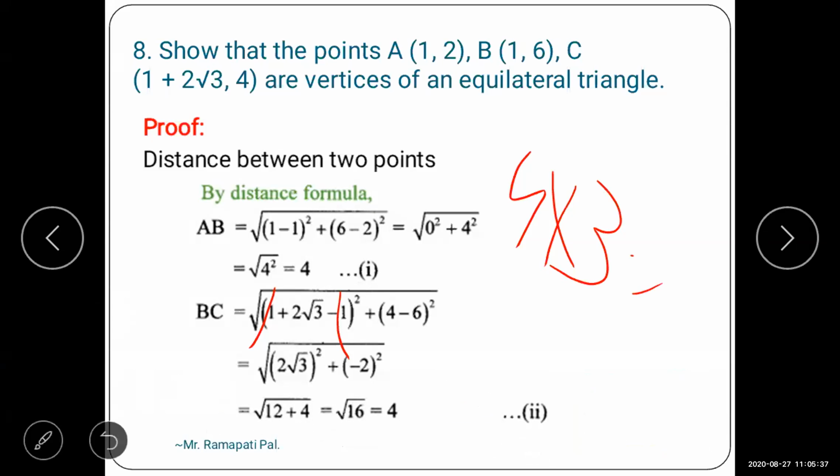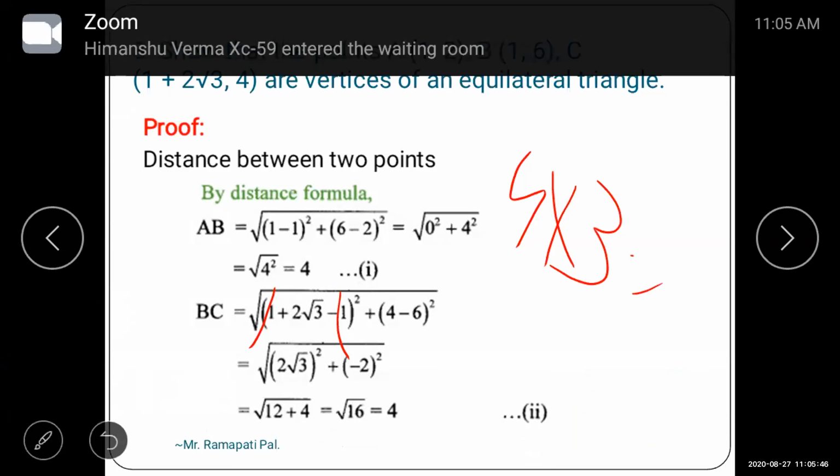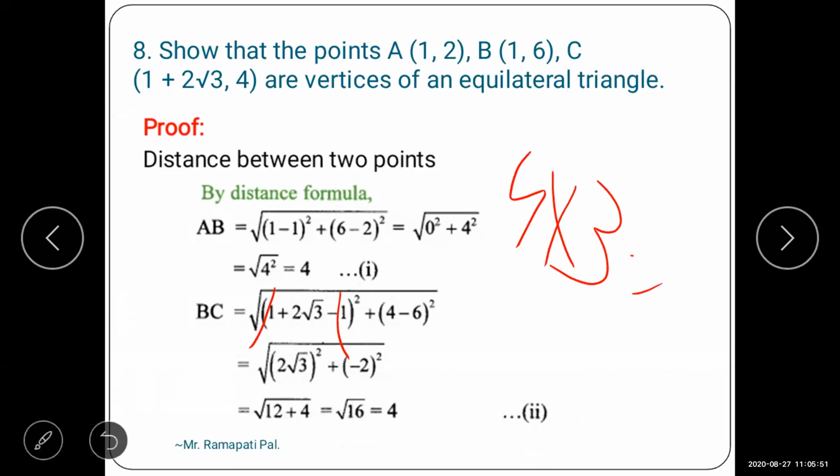Root 16. 16 is a perfect square. Correct? So distance BC is 4. This is our equation number 2. Correct? Equation number 1 is 4. Equation number 2 is 4. Now two sides are equal. In a triangle, if two sides are equal, then what is it called? Yes, isosceles triangle. It is called an isosceles triangle.